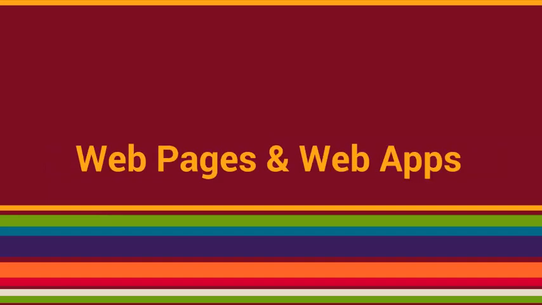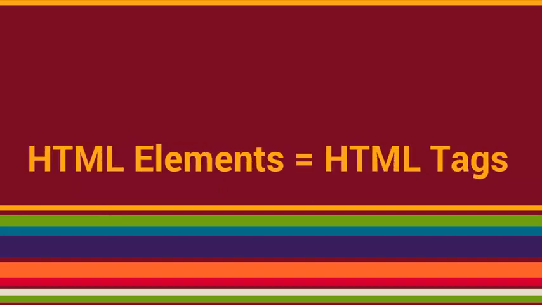HTML is a hypertext markup language that is used for creating web pages and web apps. HTML is written in the form of HTML elements, also known as HTML tags. HTML tags most commonly come in pairs, but some tags are unpaired.